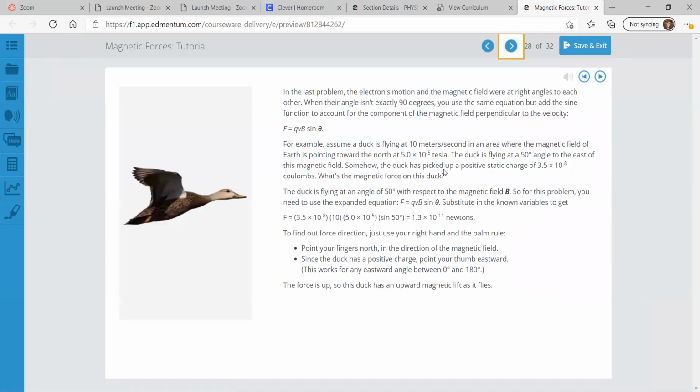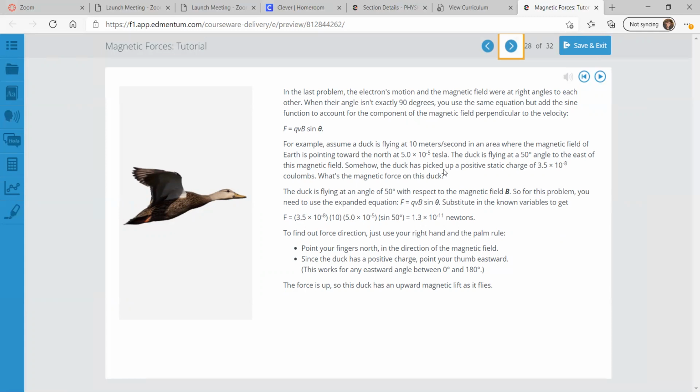In the last problem, the electron's motion and the magnetic field were at right angles to each other. When their angle isn't exactly 90 degrees, you use the same equation, but add a sine function to account for the component of the magnetic field perpendicular to the velocity. So what this is really saying is you can still calculate the force even if it's not moving directly perpendicular to the field, but it just makes things a little more complicated.